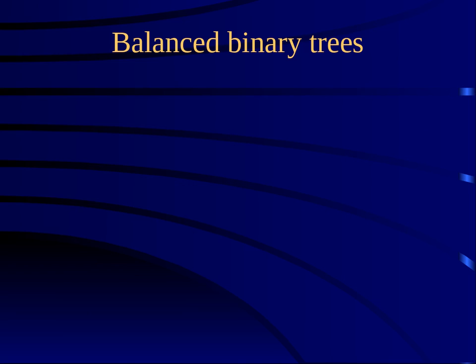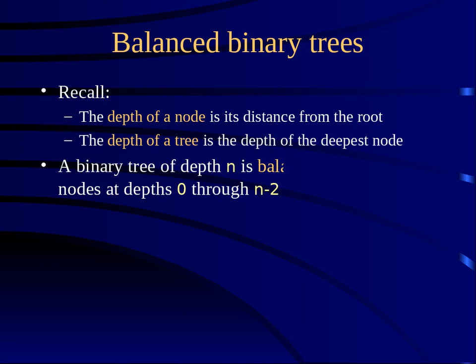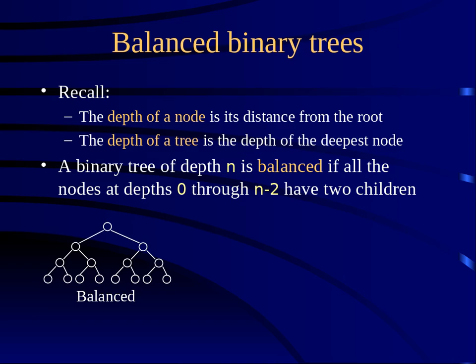All right. What is a balanced binary tree? Well, recall the depth of a node is the distance from the root. The depth of the tree is the depth of the deepest node. A binary tree of depth n is balanced if all of its nodes at depth 0 through n-2 have 2 children. AKA, you filled out every single level or row except the last one. So that's balanced. That's perfectly balanced.